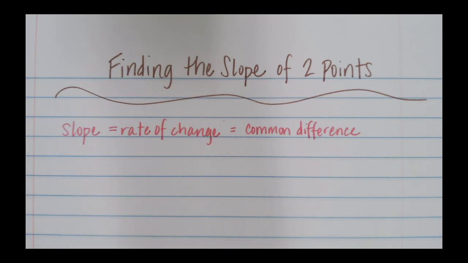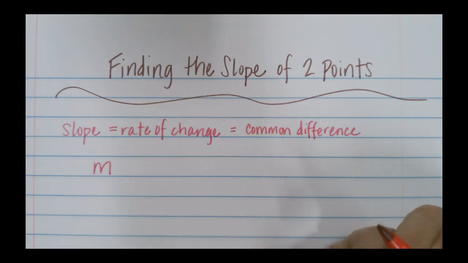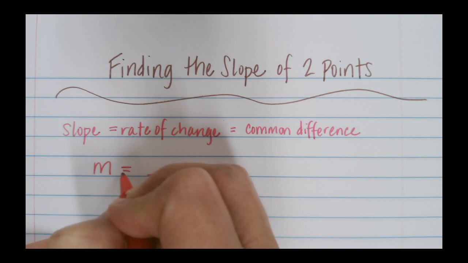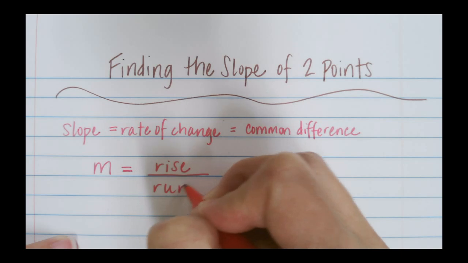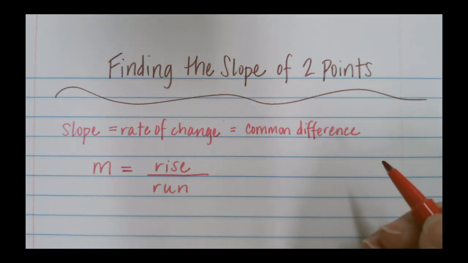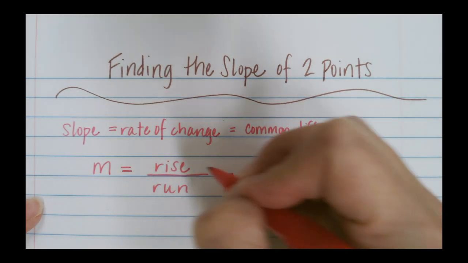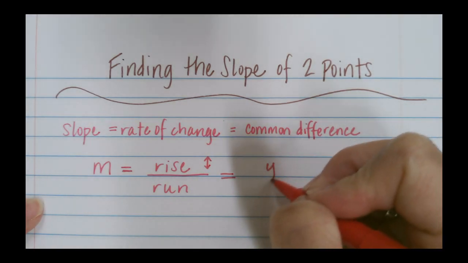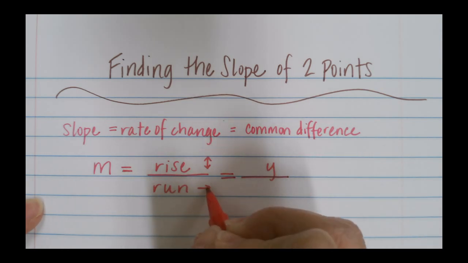Okay, so a reminder that slope uses the letter M because it's talking about the movement from one term to the next, or one point to the next. And it is a fraction. We usually say it is the rise over the run. The rise is talking about the up and down, which is the y value.